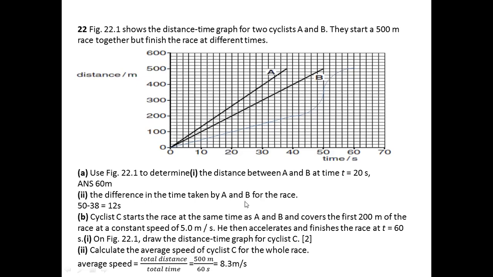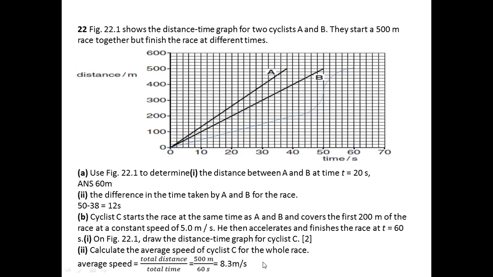Right? And then we have to show that it accelerates, and how to show acceleration by changing speed. So in case of a distance time graph, curves show that speed is changing. So the curve will be drawn till which time interval? 60 seconds.